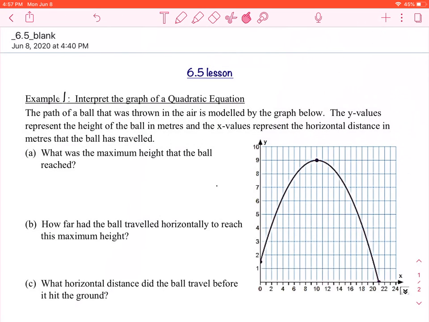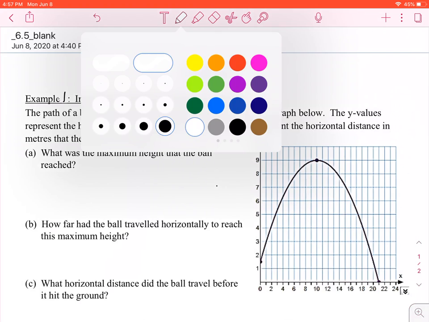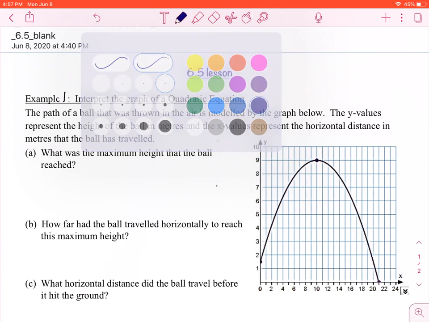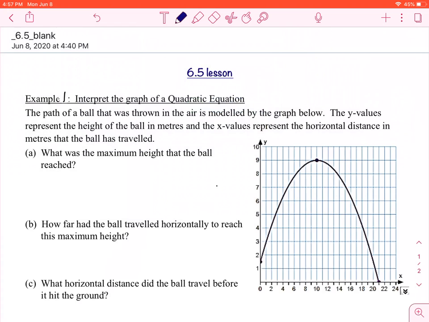Hey guys, I'm going to walk you through lesson 6.5, which is on how to work with applications of quadratic relations. What I have here is a parabolic structure, and we're going to go through example one, and I'll also show you how to do something on decimals as well.